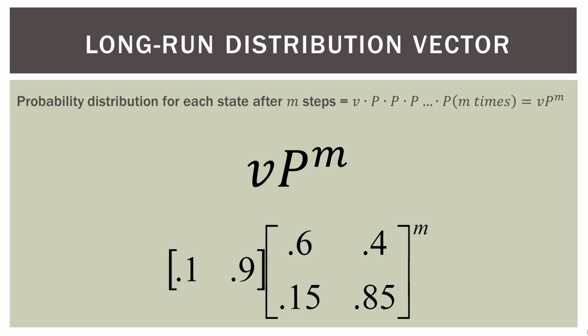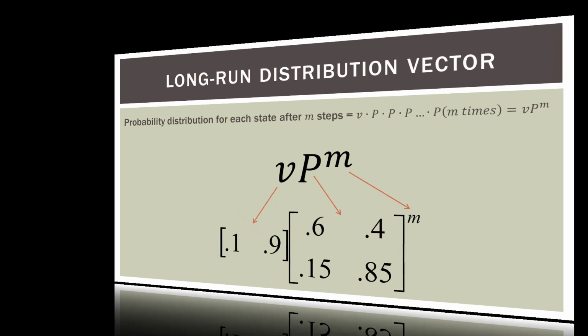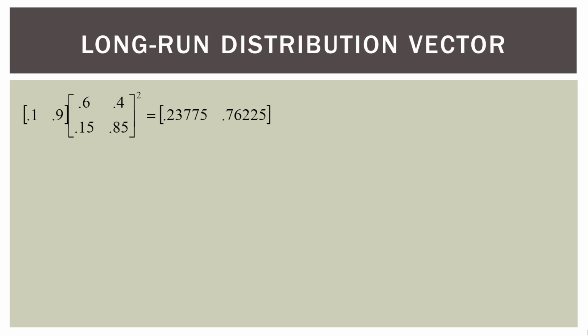So for example, we can have our initial state vector, 0.1 and 0.9, our transition matrix, which is always the same, and our exponent, which is m, and that can be anything we want it to be depending on how far into the future we want to look. So let's look at this. If we take our initial state vector, multiply it by our transition matrix squared, in that case m is 2, we end up with the probabilities we had before, 0.23775 and 0.76225, so that's high and low.